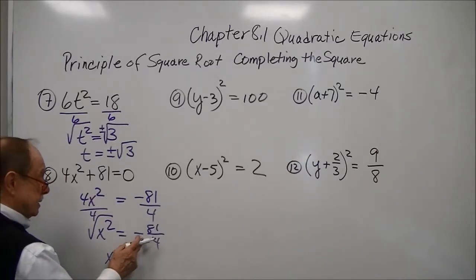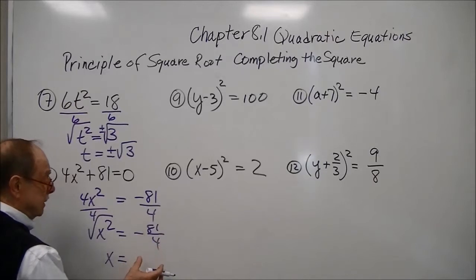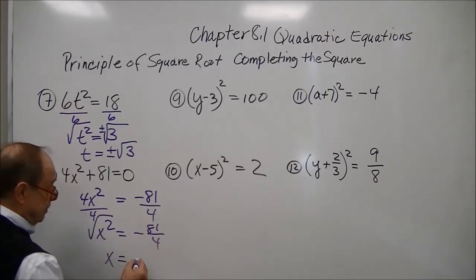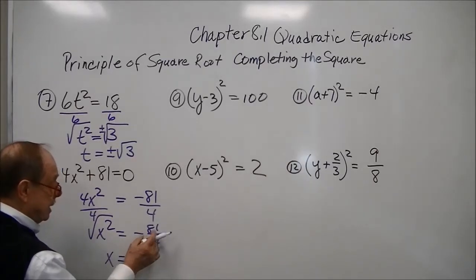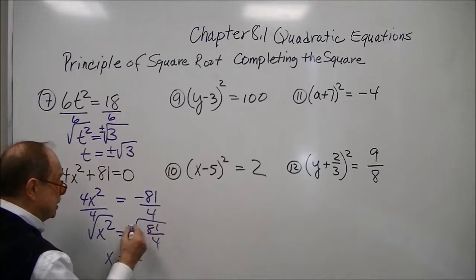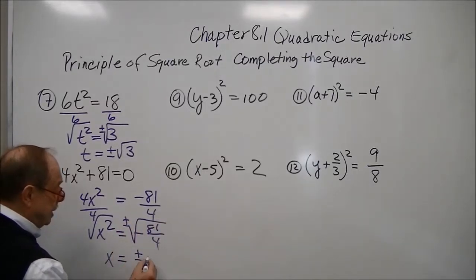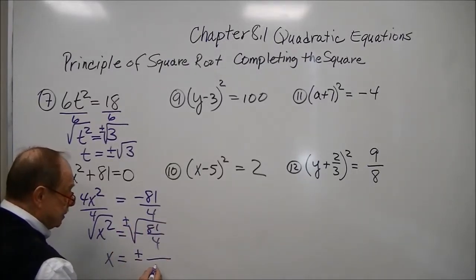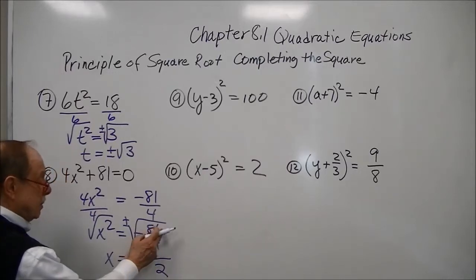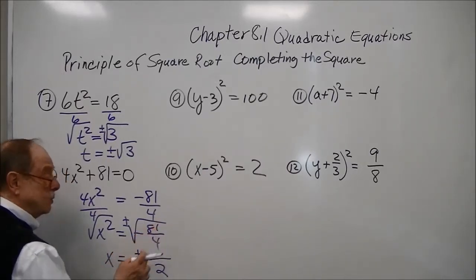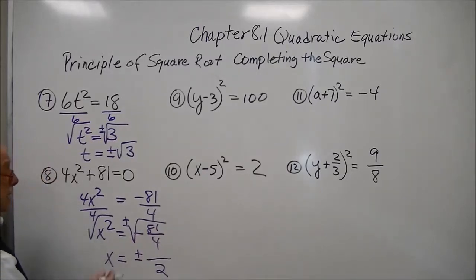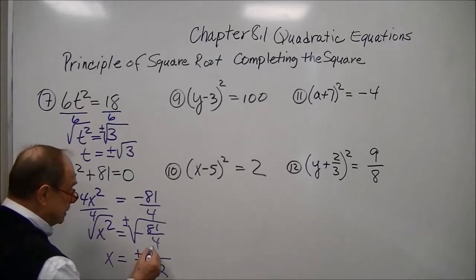Now this is interesting because this is a negative 81. Well, that's going to be a plus or minus. Now remember, the square root sign is there. We know our denominator is going to be 2, but our numerator, what did we say the square root of negative 81 was? We did that in the last topic, and that was 9i.